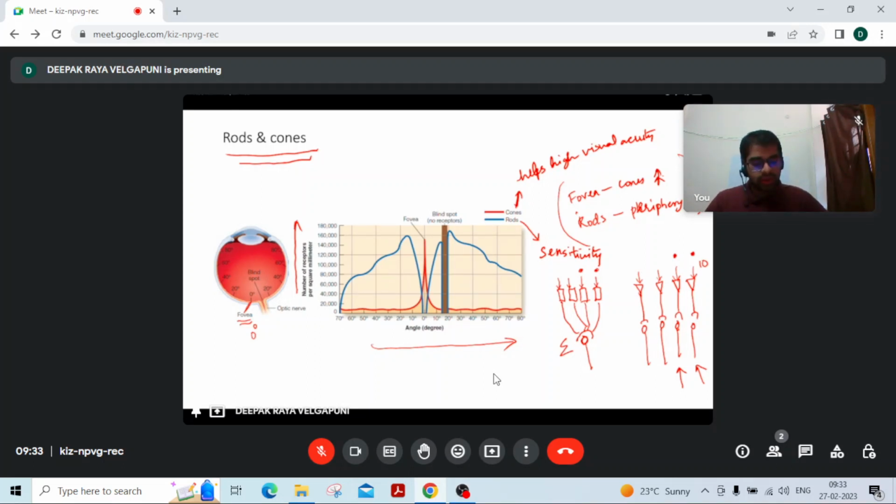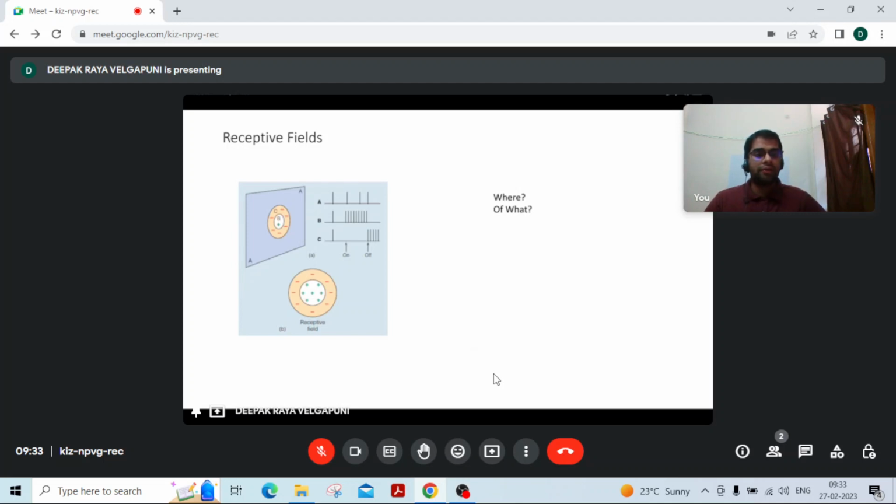This is about receptors. Let's see how the further processing takes place. So before that, let's talk about a term called receptive fields, which is a very important term in neuroscience. Let's define it first. Where is it and of what? We generally say receptive fields of a neuron. So it is defined for a particular neuron of your interest.